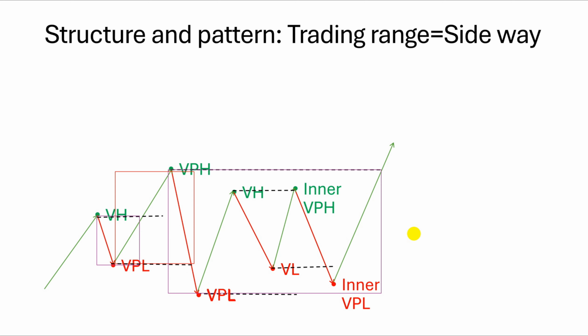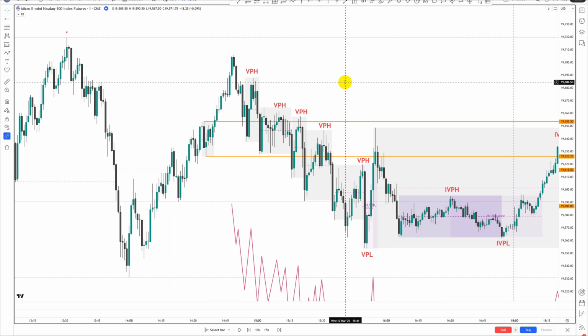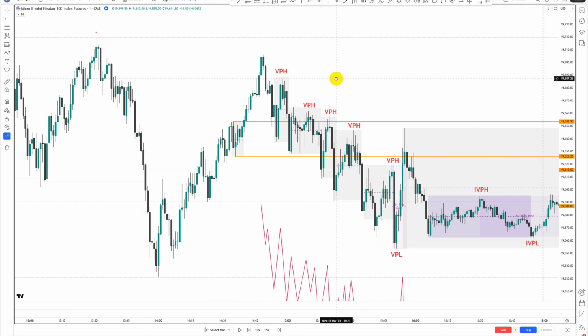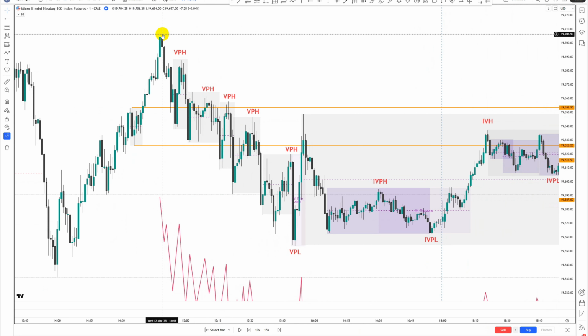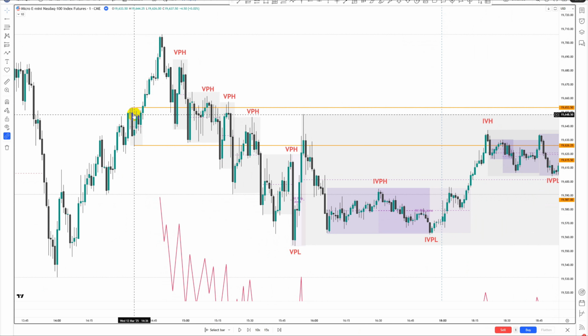So let's dive into the chart and show you some examples. Here now we're on the live chart. We want to start from this high. In order to do that, we need to find the previous valid high or valid low. So this is the place we have it.